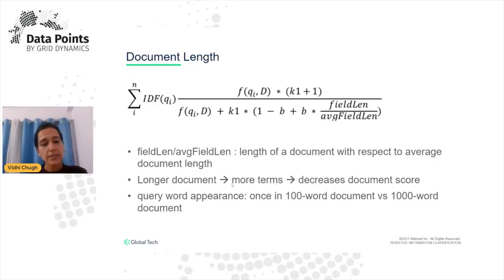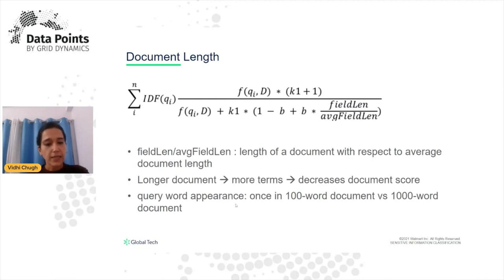So the essence here is that if a document is longer, and that means it has more terms in it, how it contributes is that it decreases the document score. Let's see how. If the document that I'm talking about is longer than the average document length throughout the corpus, this ratio increases, and because it's in the denominator, the impact decreases.